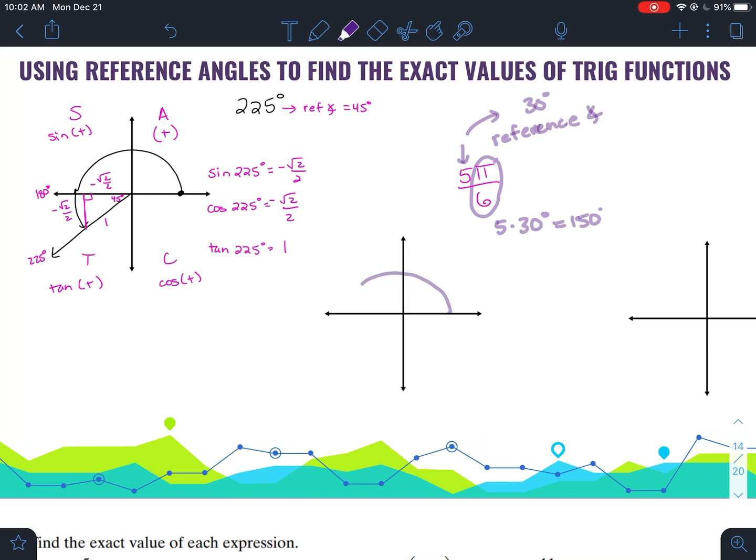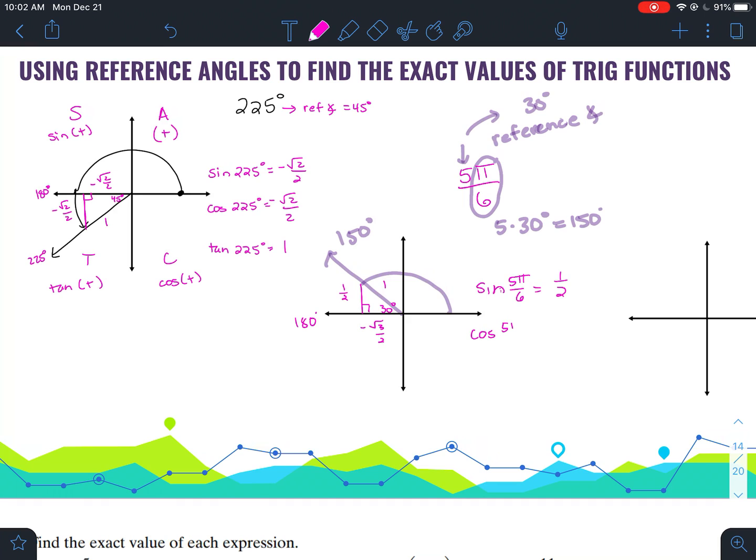That 5 in front, I take that times the 30, and that's going to tell me where I'm located. So I'm at 150 degrees, so I'm right here. So this is my 150 degrees. So my triangle would be right here, and I have a 30-degree reference angle. To get from 150 back to 180, I need to go 30 degrees. And so we have negative 1/2. Sorry, that's not where the 1/2 goes. We have positive 1/2. We have negative square root 3 over 2, and we have 1.